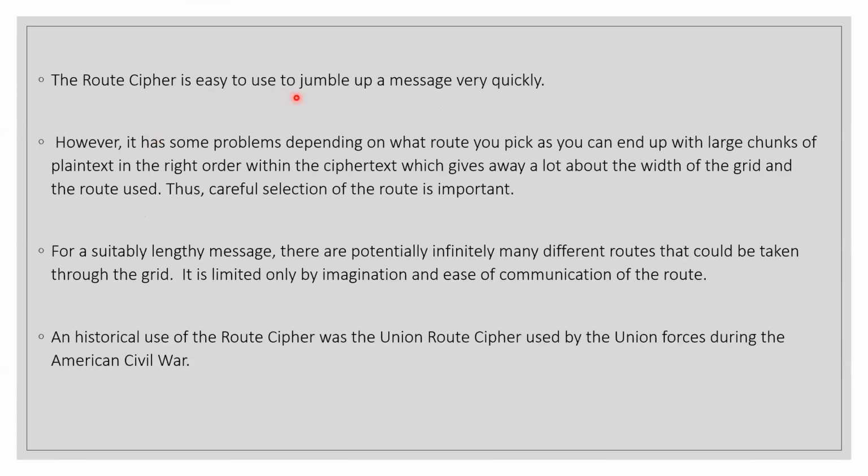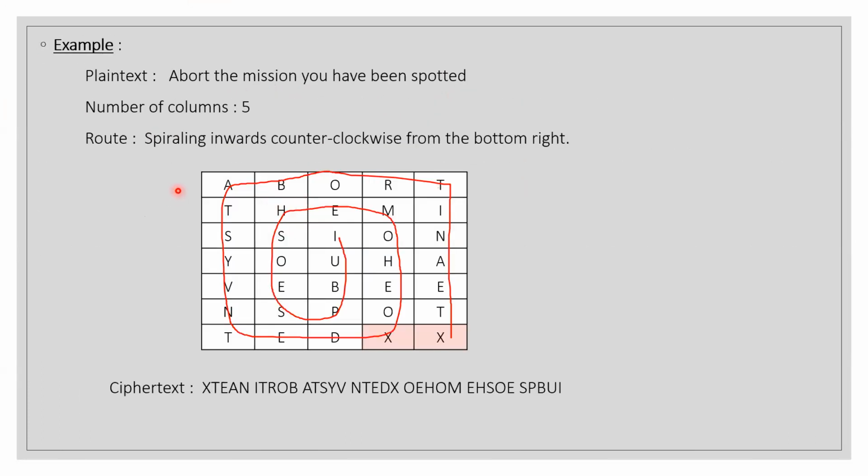So the route cipher is again very easy to use. It helps us to jumble up the letters in a message very quickly. But it might have some problems depending on what route we are picking. So here I could have selected routes like reading this column-wise, or zigzagging up and down, or some other route like spiraling from this corner inside and so on.